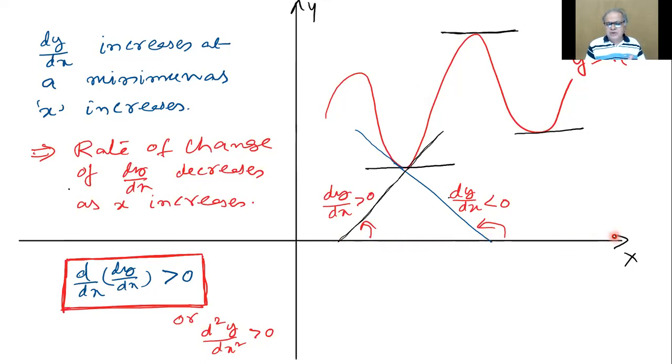x2 minus x1 is what? As you change x means what? x2 somewhere here, x1 somewhere there, right? So as we go along the x-axis, as x is increasing, dy by dx is falling in the case of a maximum. In a similar way, as we go along the x-axis, dy by dx is increasing at a minimum.